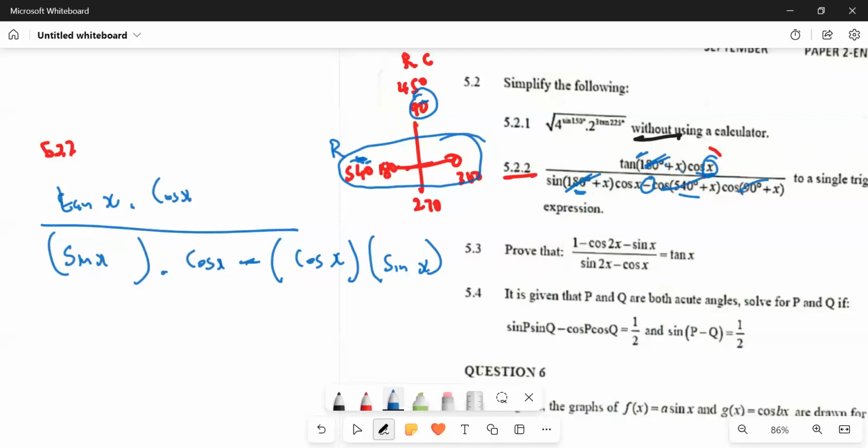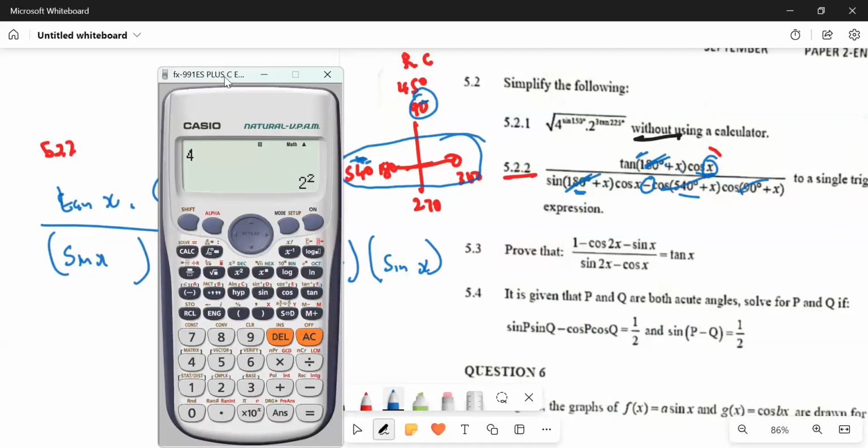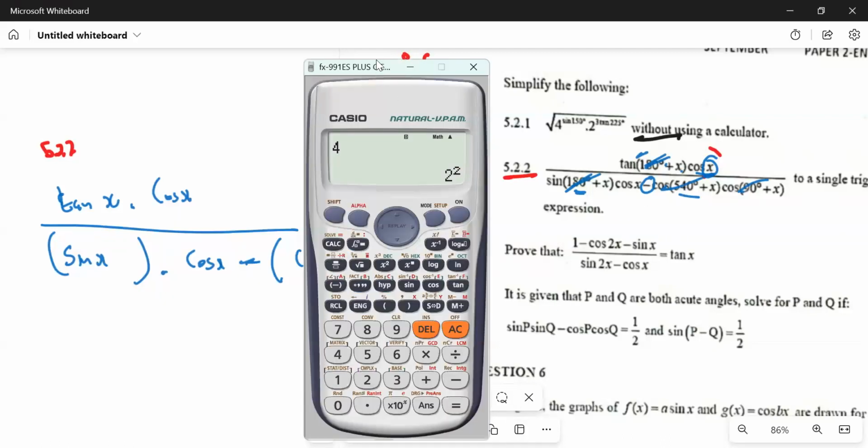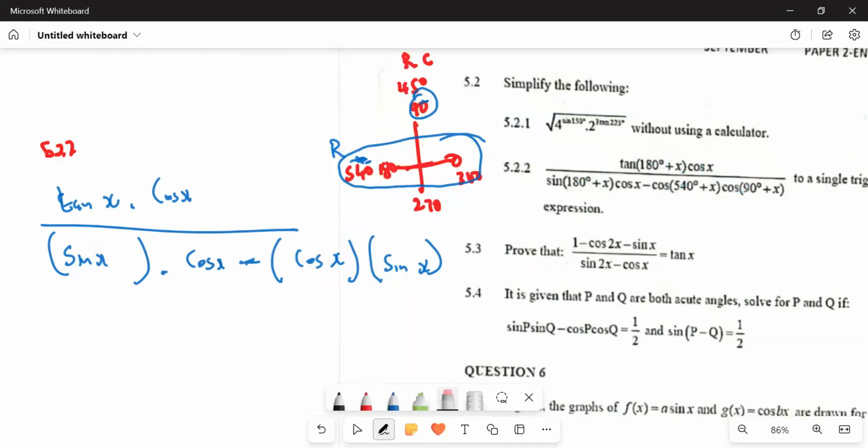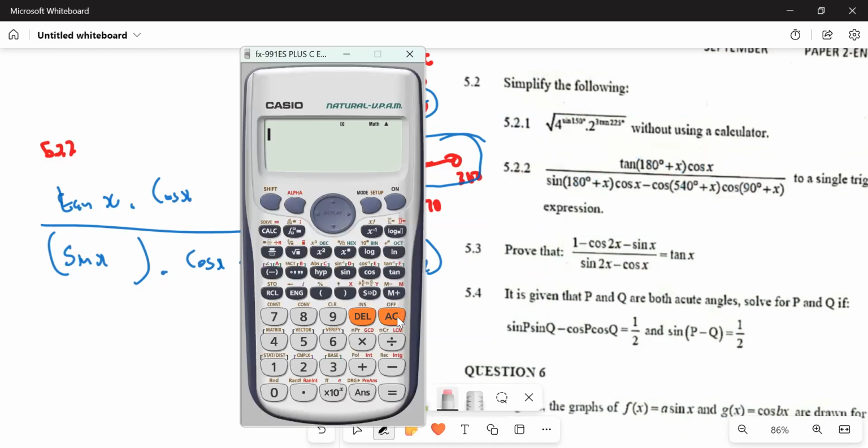Okay, now that we have done that, we check whether it's positive or negative. We go to our calculator. We want to check whether it's positive or negative, one by one. Let's go through all of them, one by one. 180 again. Oh, we have tan of 180 plus x.